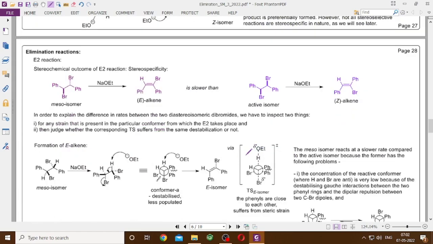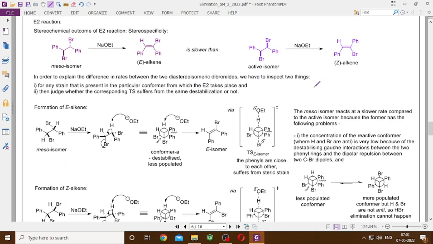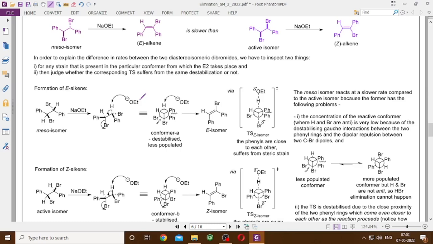So now we need to explain, now that we understand that our hands are forced, that if we take meso, then our fate is to generate the E alkene, and if you take the active, our fate is to generate the Z alkene. We need to explain the rate difference, why the rate is different here. In order to explain, we have to inspect the two things: which conformer is responsible for the formation of this E alkene and the Z alkene, and the corresponding transition states from which the E alkene and the Z alkene is being formed.